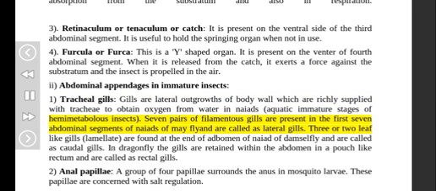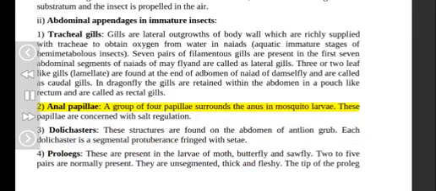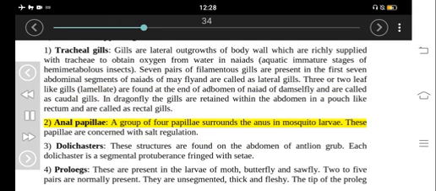7 pairs of filamentous gills are present on the first 7 abdominal segments of naiads of mayfly and are called lateral gills. 3 or 2 leaf-like gills, lamellate, are found at the end of the abdomen of the naiad of damselfly and are called caudal gills. In dragonfly the gills are retained within the abdomen in a pouch-like rectum and are called rectal gills. 2. Anal papillae. A group of 4 papillae surrounds the anus in mosquito larvae.